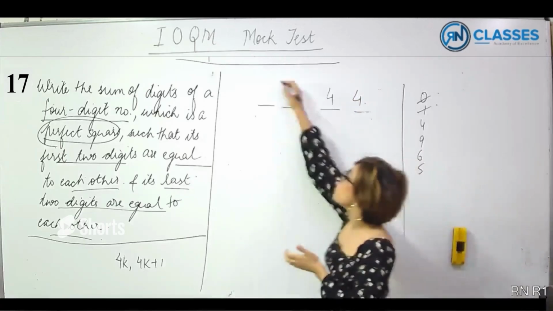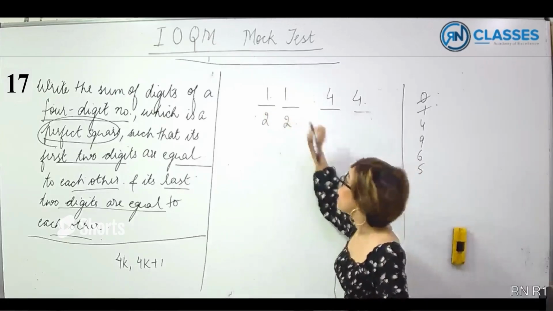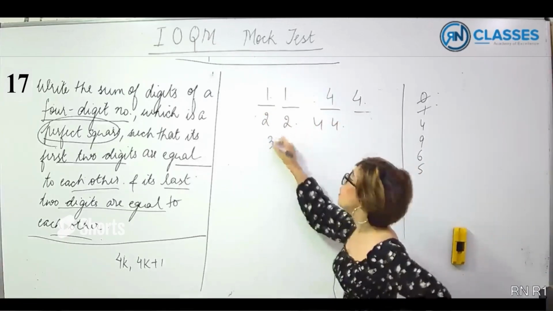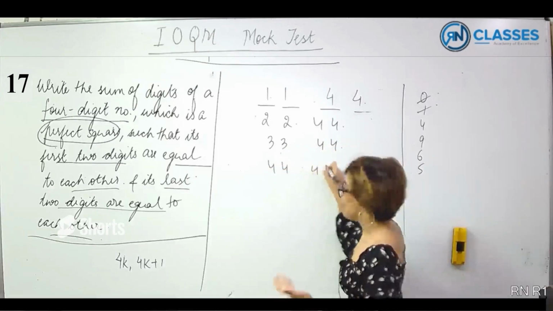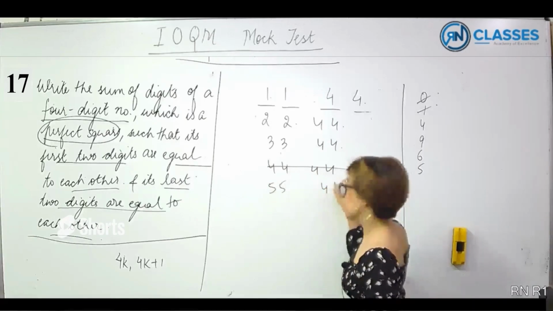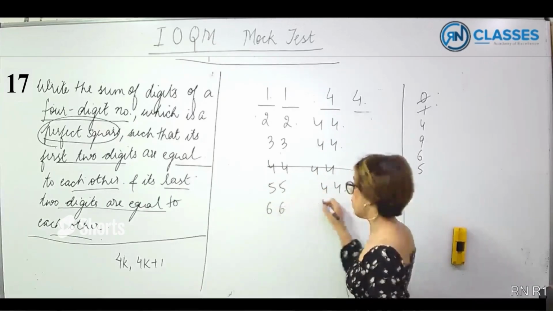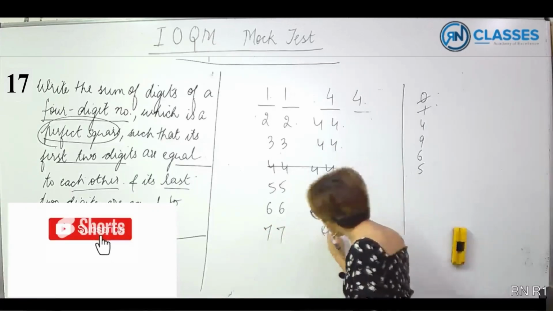So first, obviously, I'll check for 1, 1. It's not. Then you can check 2, 2, 2. Again, it is not a perfect square. Then 3, 3, 4, 4, not a perfect square. 4, 4, 4, 4. This is definitely not a perfect square. Then 5, 5, 4, 4, not a perfect square. 6, 6, 4, 4. You need to check these. Not a perfect square. 7, 7, 4, 4.